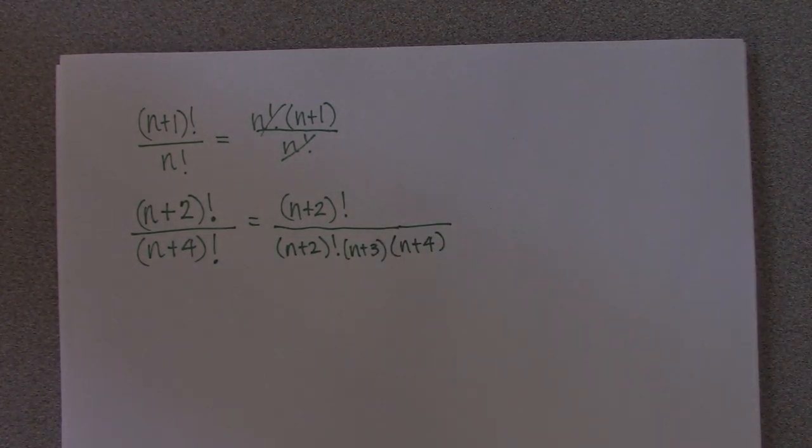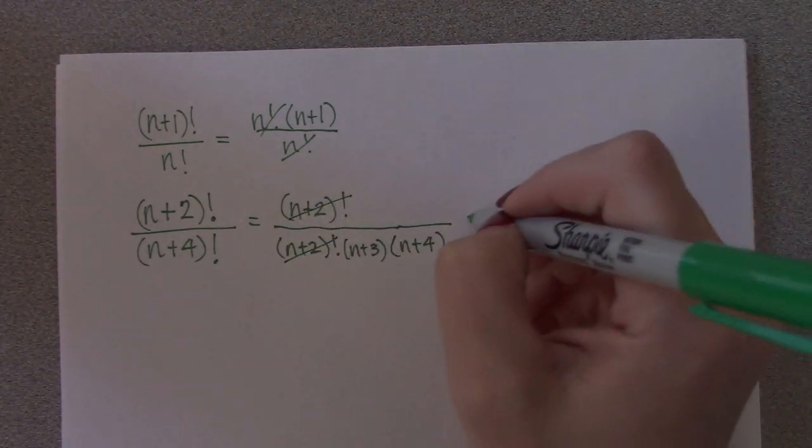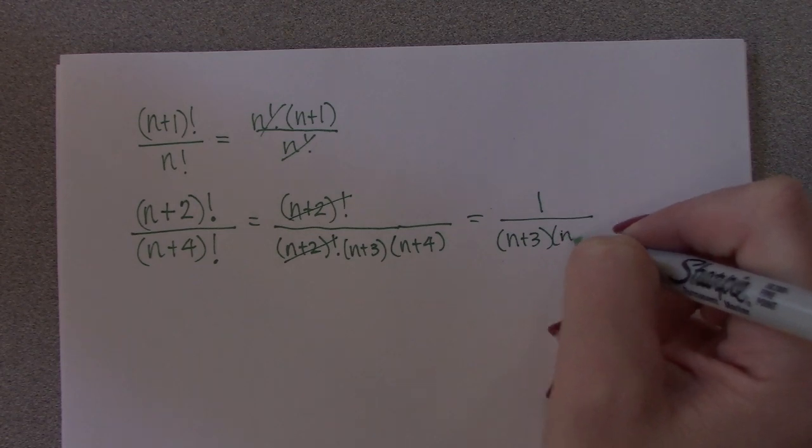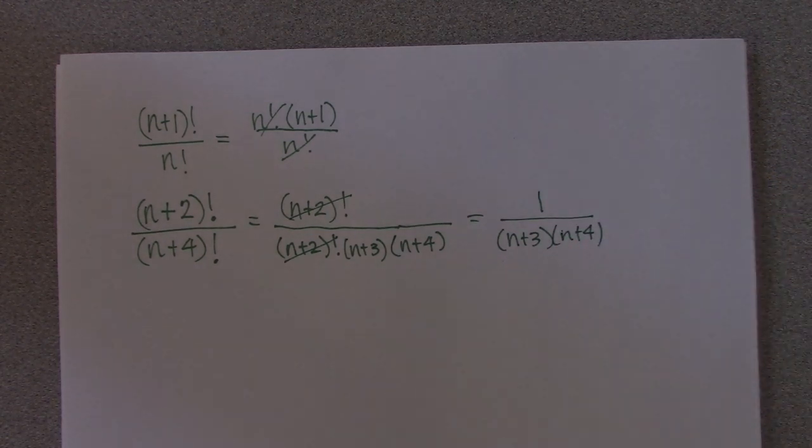So if n was 2, for example, this is 4 factorial over 6 factorial. So it makes sense that you would have 5 and 6 left over when you cancel. If you're having trouble seeing this, pick pretty small values of n and work it out, and you can see how many numbers you should have left over. So this would simplify down into 1 over n plus 3 times n plus 4. Okay? So be real careful.